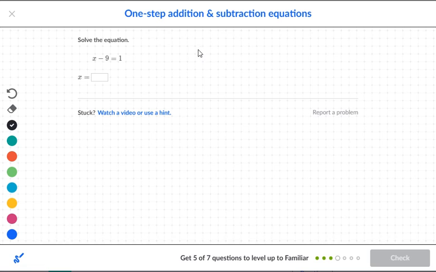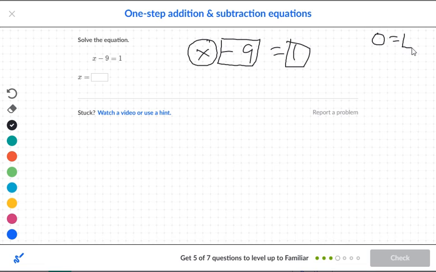Okay, next one, we got x minus 9 is equal to 1. Circle the letter, box the numbers. Make sure you capture the signs. Remember, you're trying to get one circle on one side, one box on the other side, or you're trying to get a box on one side and a circle on the other side. So right here, you have a circle and a box, and right here you have a box by itself.